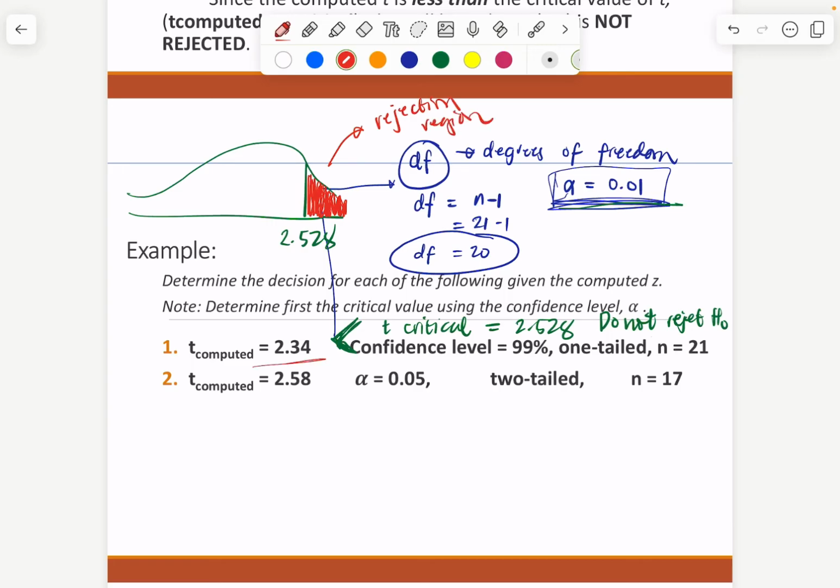So, now, where do we place the T-computed of 2.34? Is it here on the right side of 2.528 or here on the left side? So, it is somewhere here, 2.34. Does it fall in the rejection region or not? So, it does not fall there. That means we do not reject the null hypothesis.